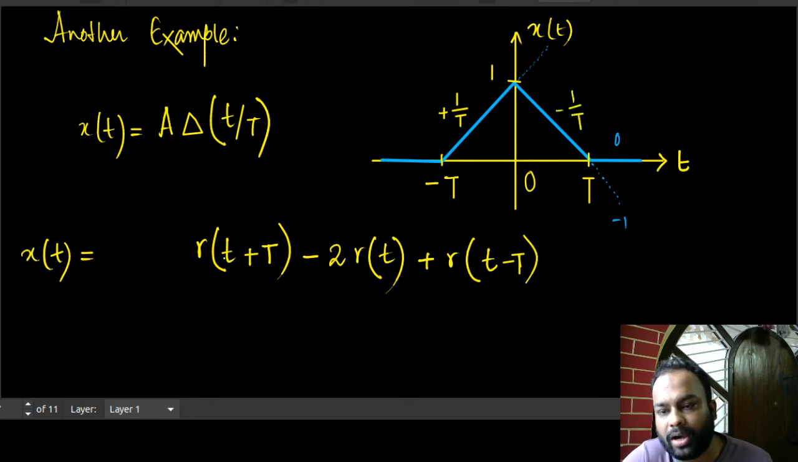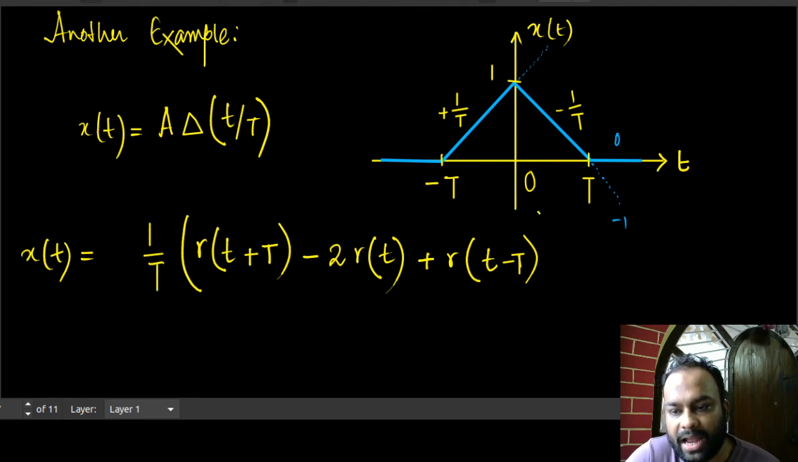Okay, and how do I control the slope here? By simply multiplying with 1 by t. This entire signal is multiplied by 1 by t. Now the slope is plus 1 by t and goes like that. Then the slope becomes minus 1 by t, and then the slope becomes 0.